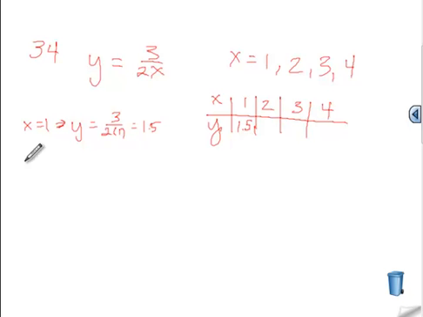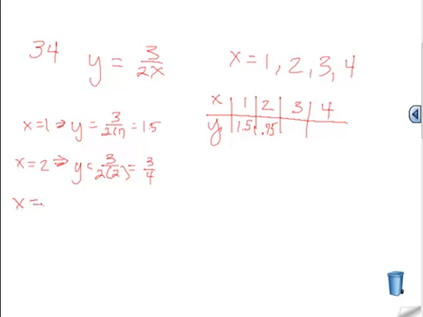Okay, when x is equal to 2, this would imply that y is equal to 3 over 2 times 2. I'm just plugging it strictly into this relationship that we have going on, and we're trying to discover what it is going to be. So 3 over 4. If you do that in your calculator, it's going to be 0.75.